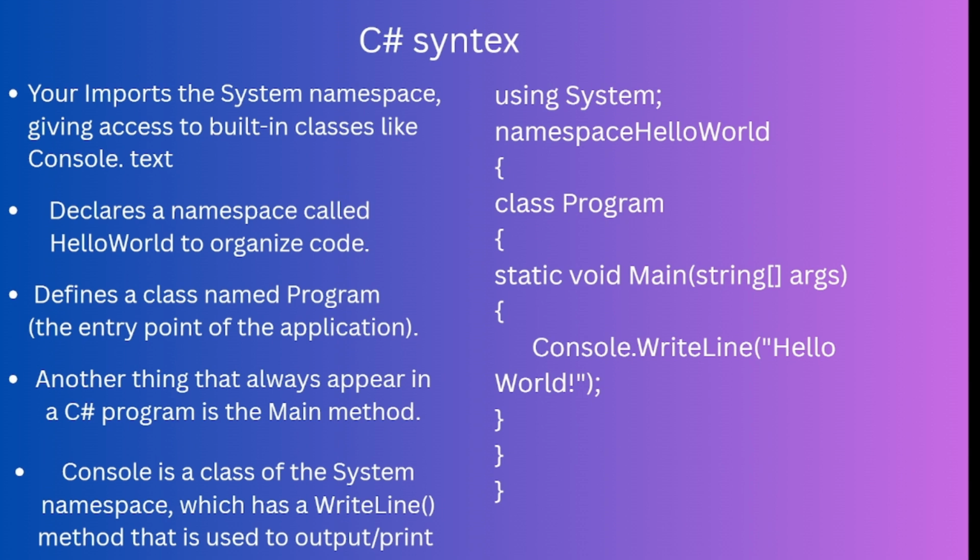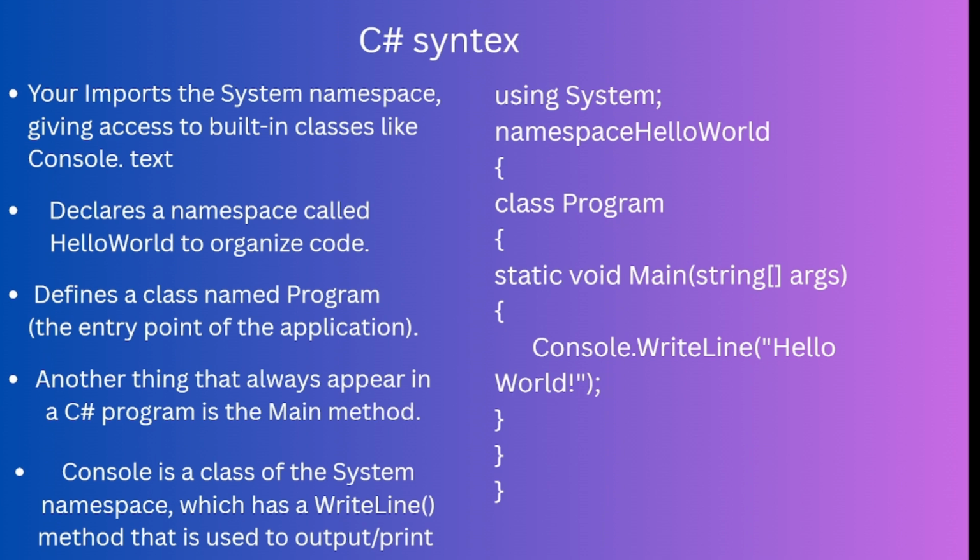So the first concept is C sharp syntax. In C sharp syntax we are using System. System imports a namespace with different built-in classes like Console, Text. The namespace is used to organize the code, and we have a class named Program. This is the entry point of an application.